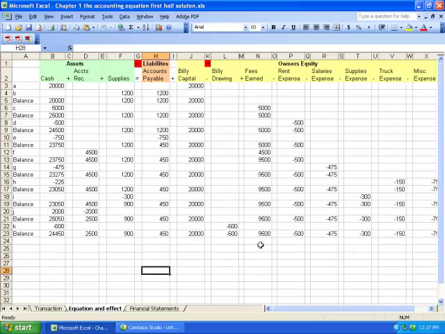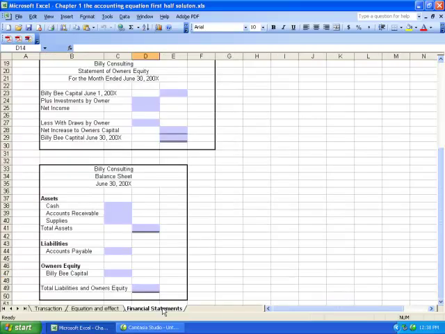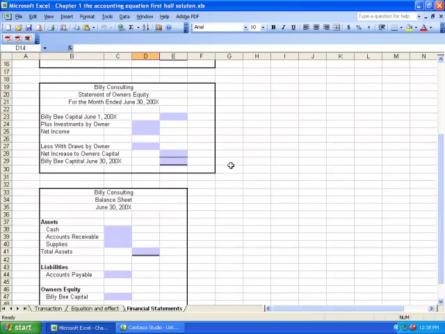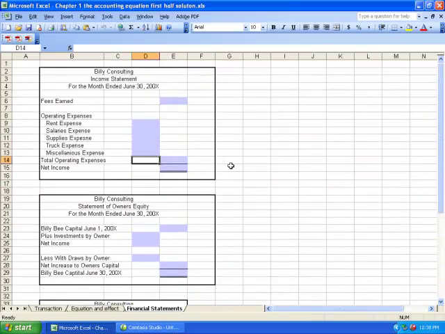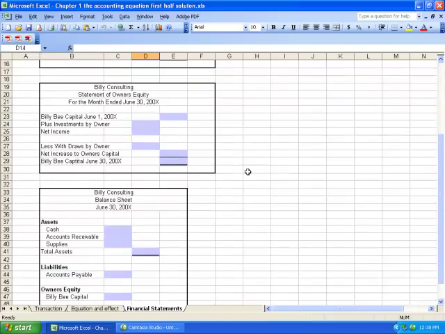Our job now is to create financial statements from this information. You should have already reviewed the lecture on financial statements and be familiar with what it takes to create them before viewing this particular program, but we'll assume you've done that. And so our first task is to create the financial statements for this company. The financial statements, as you know, have to be created in a specific order. The income statement first, statement of owner's equity second, and the balance sheet third.